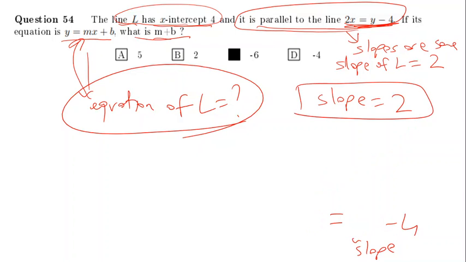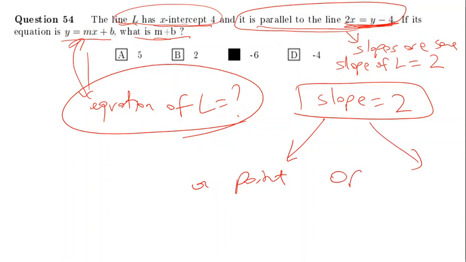And okay, we need a point or we need y-intercept. So if we have y-intercept, we will use mx plus b, then it will be over. So it was what we did in the previous problem, and this is not given here. But the x-intercept is given.